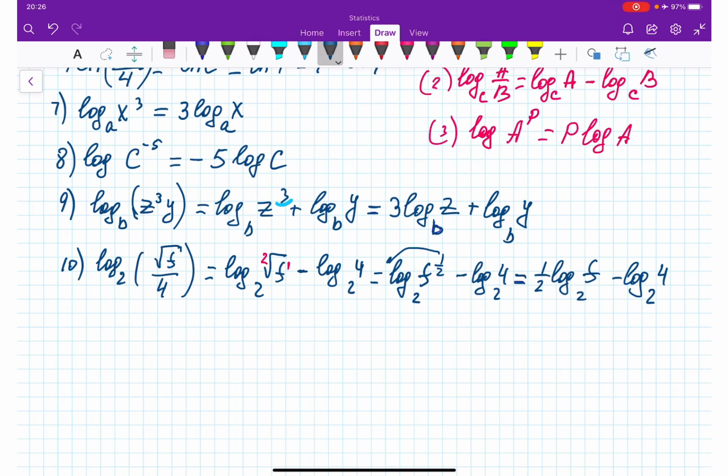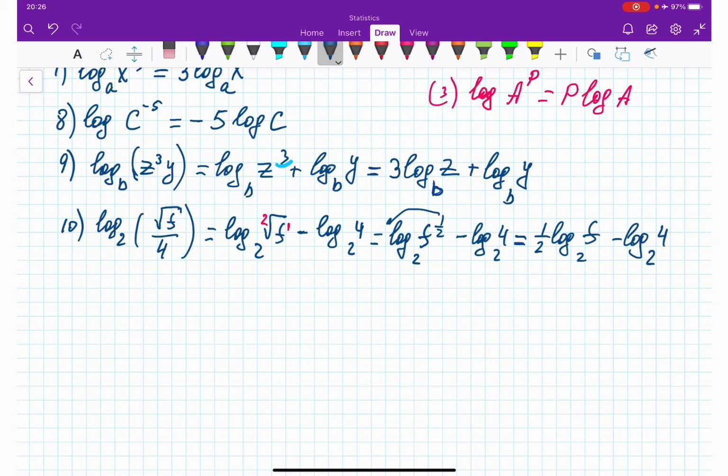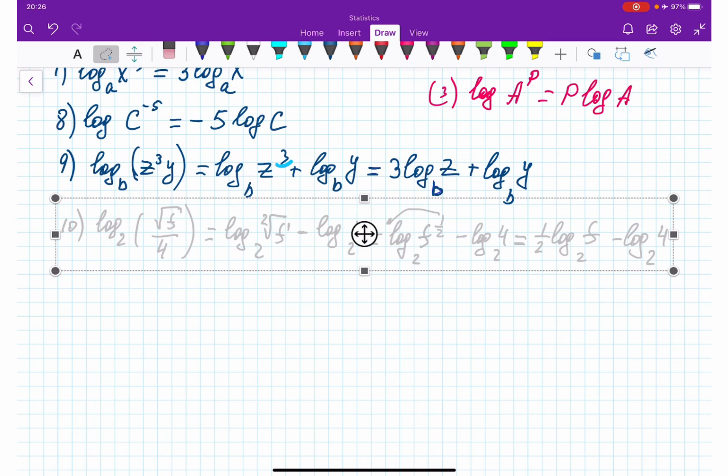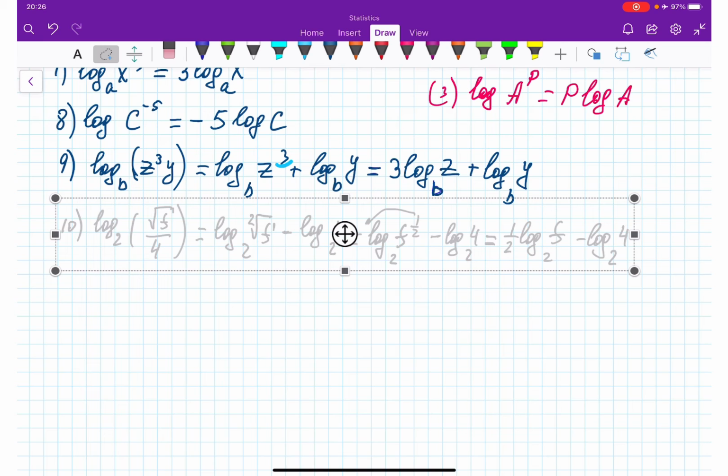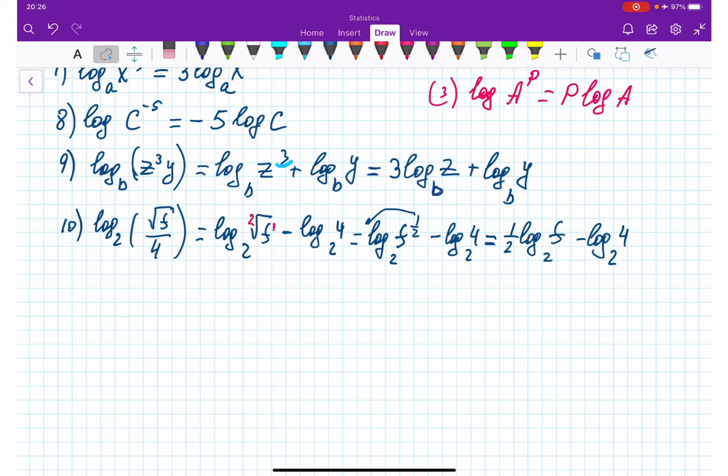Okay. Now, logarithm 4 by base 2, how much will it be? Otherwise said, 2 I have to raise to what power to get 4? It's going to be 2, right? So we need to raise to power 2. So this is going to be equal to 1/2 log f by base 2 minus 2. Okay, question number 11.